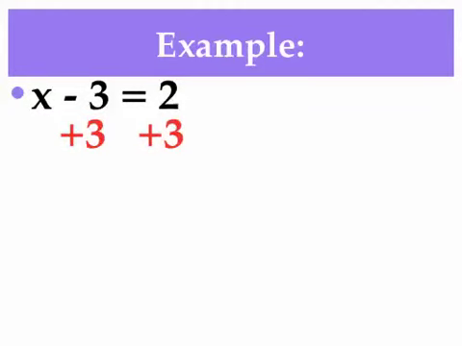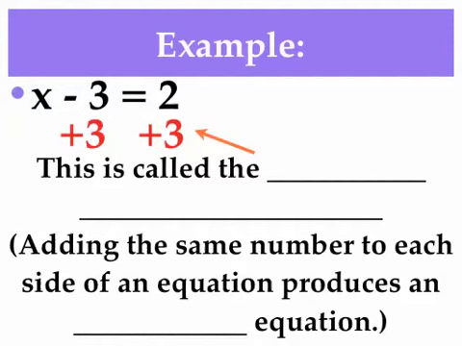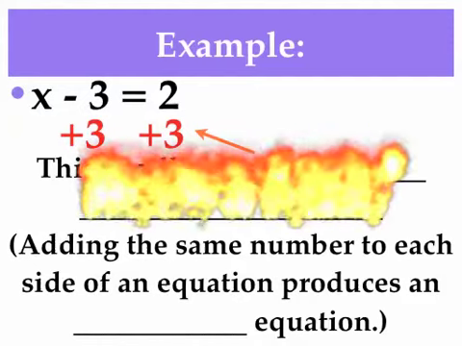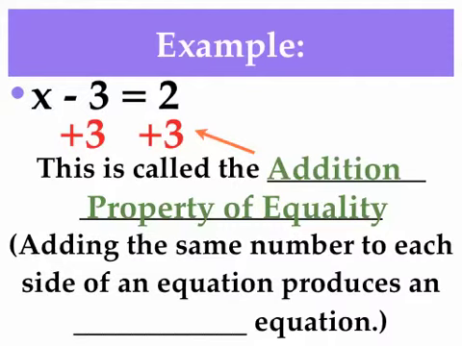Whatever you do to one side of an equation, you have to do to the other to keep it equal or balanced. We can call this adding to both sides the addition property of equality. The addition property of equality states that adding the same number to each side of an equation produces an equivalent equation. Notice that you have to be adding the same number to each side. So in this case, I'm adding 3 to both sides of the equation. When we talk about sides of the equation, we're talking about each side of the equals sign.